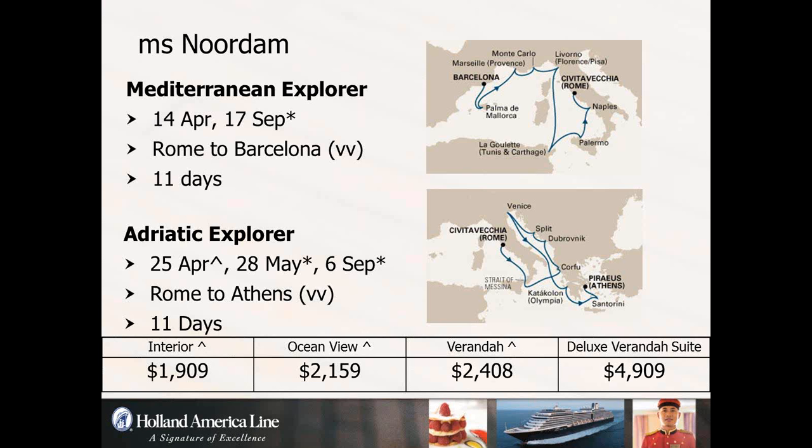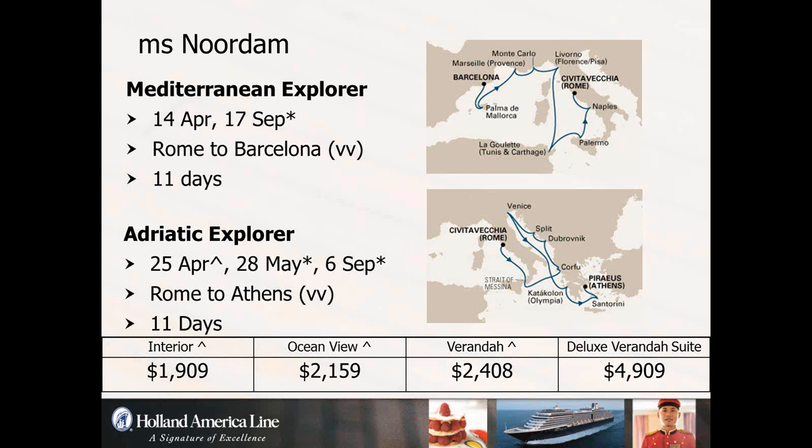You'll notice that little symbol that indicates 25 April, which is the Adriatic Explorer, which you could actually do back to back. So you could stay on the ship for up to 22 days if you wanted to. Now the Adriatic Explorer continues from Rome, goes through to Corfu, Dubrovnik, Split, into Venice, and then heading down into Katakolon, which is a port for Olympia, Santorini, and ultimately finishing up in the port of Athens.